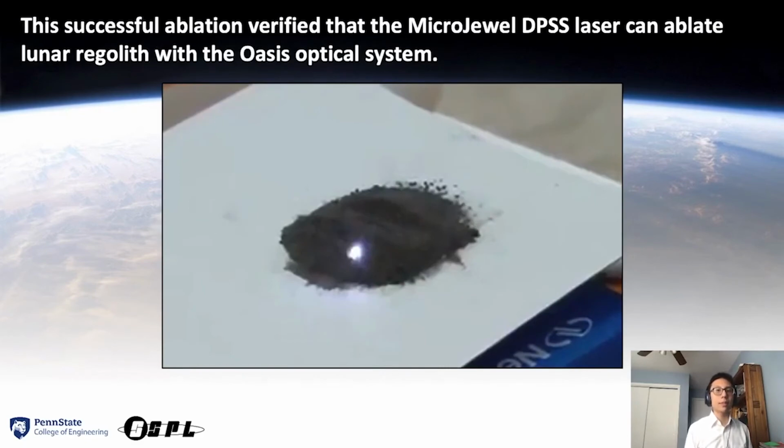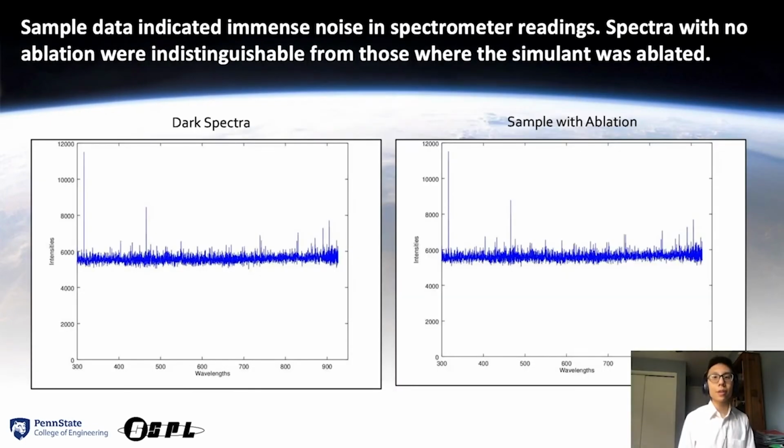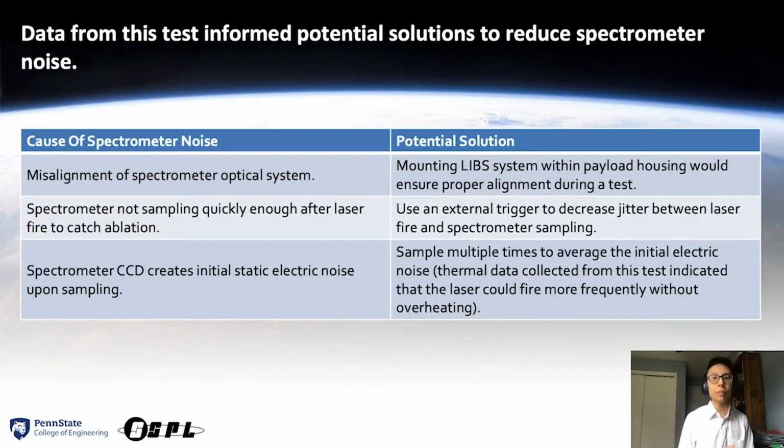Ultimately, as we can see in the video footage from the test, we confirmed that OASIS can successfully ablate lunar regolith simulant. The actual test was conducted inside a black box, so the spectrometer is sampling and ablating similar to the lunar PSR. Still, the sample data indicated significant noise in the spectrometer's readings. Based on the data and further testing, many solutions have been proposed and are implemented to solve this issue.